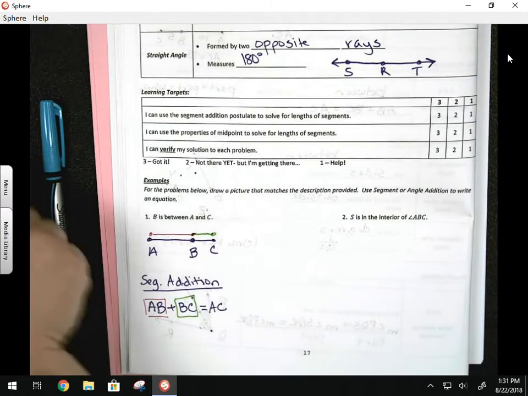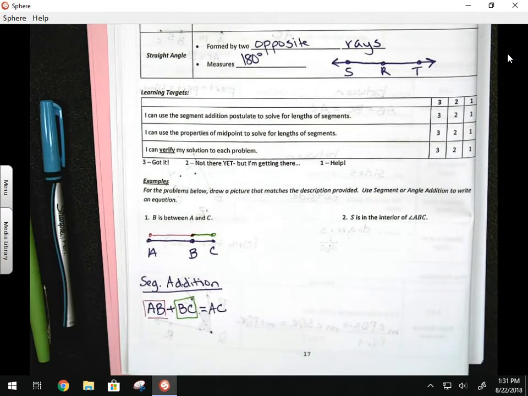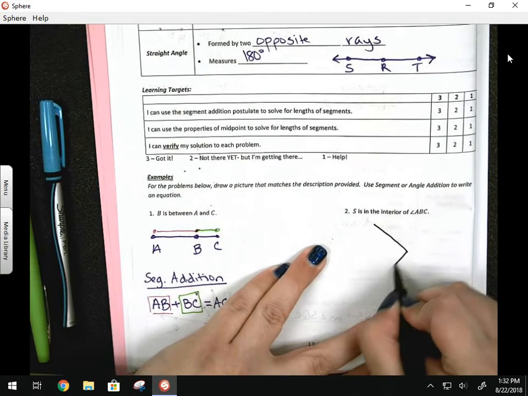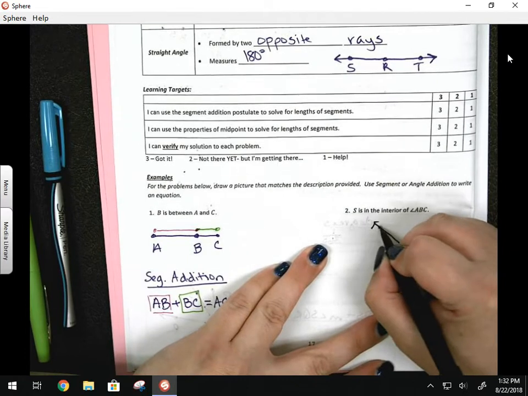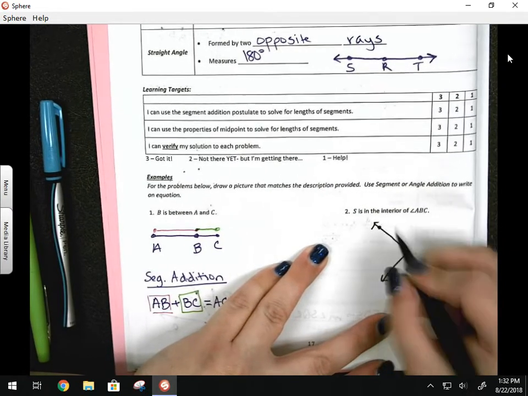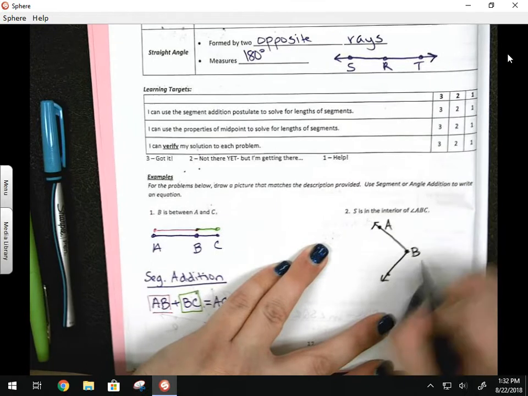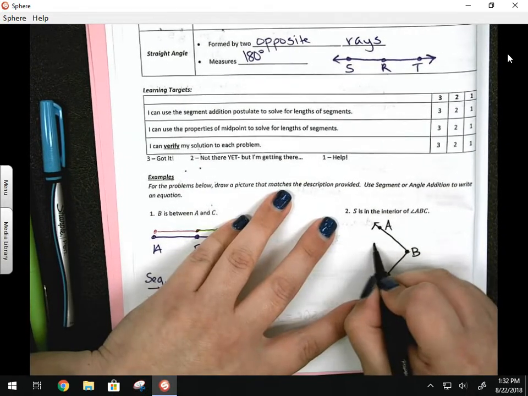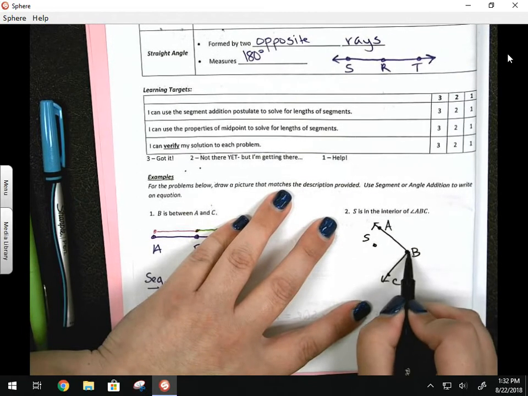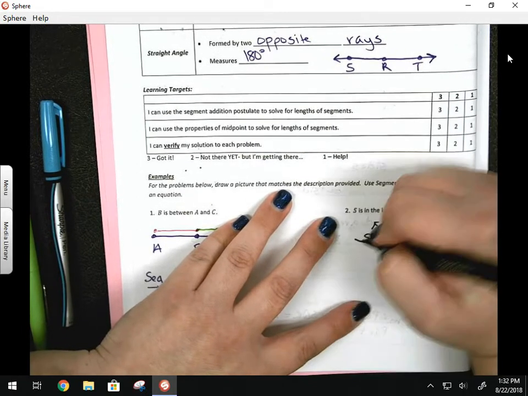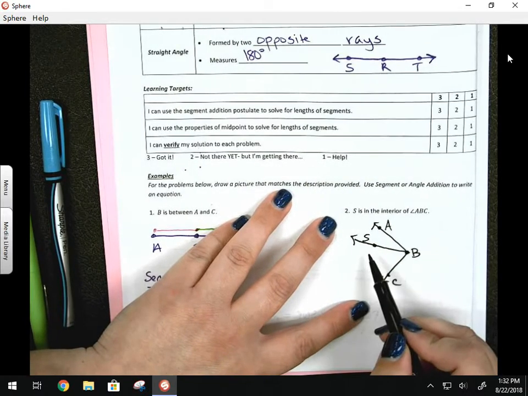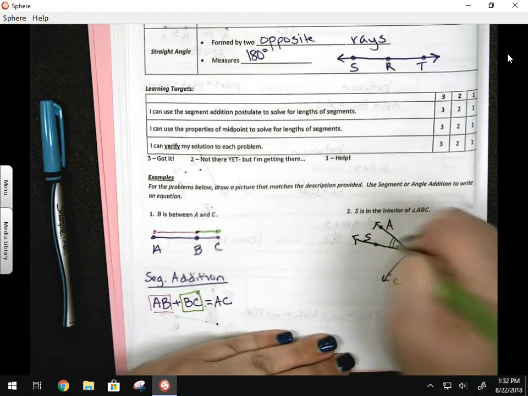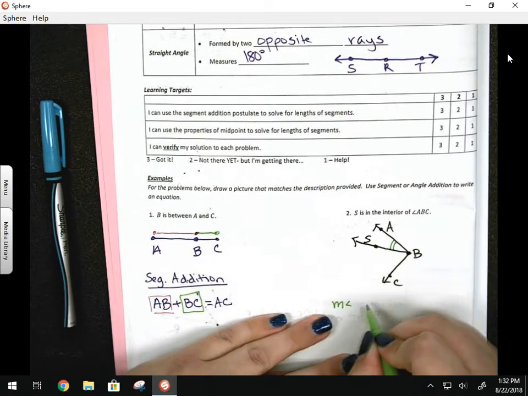Okay? Then we've got S is on the interior of angle ABC. So first, draw yourself an angle ABC. It doesn't matter which direction your angle opens, but we do want B to be the vertex, so angle ABC. And we want S to be on the interior. So just pick a spot and draw S, and then draw a ray going from B through S. So we're going to be looking at this angle right here. That's going to be the measure of angle ABS.